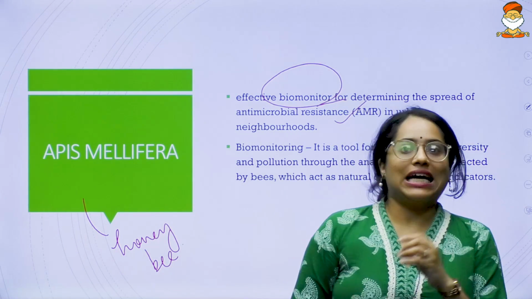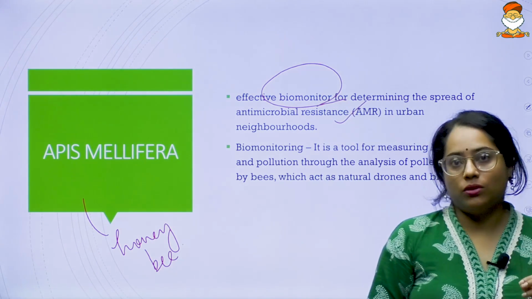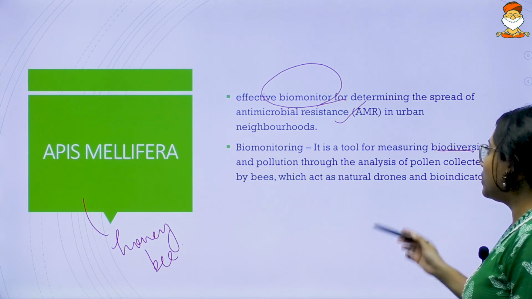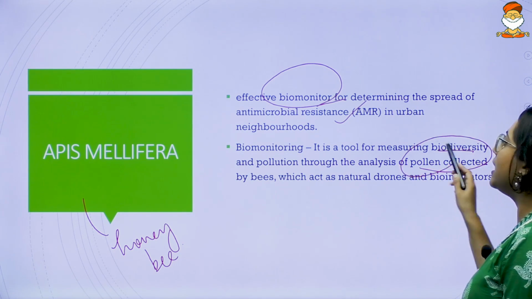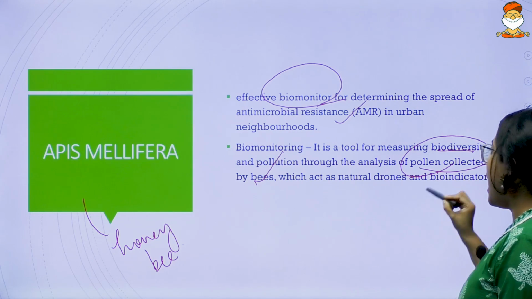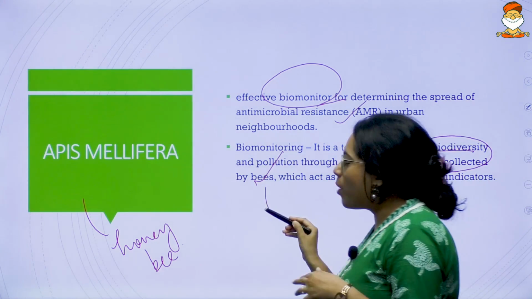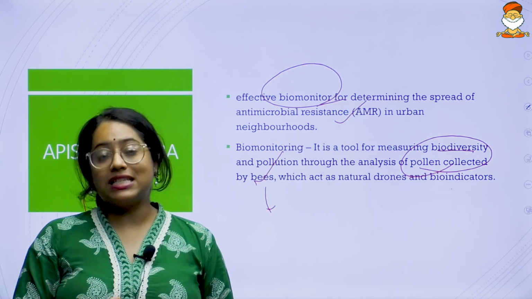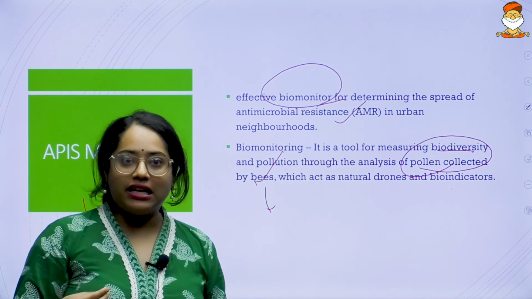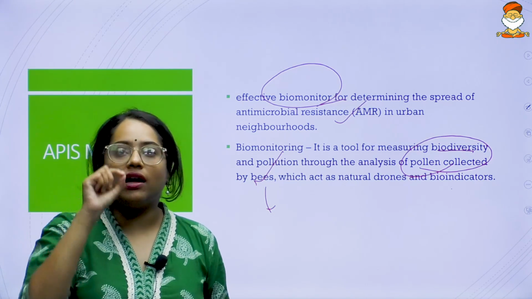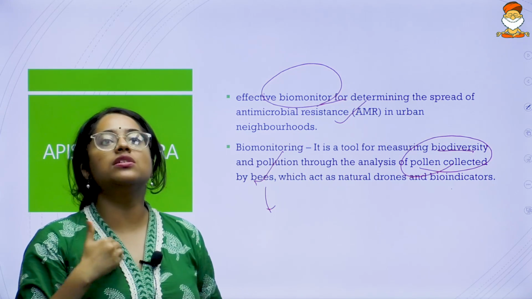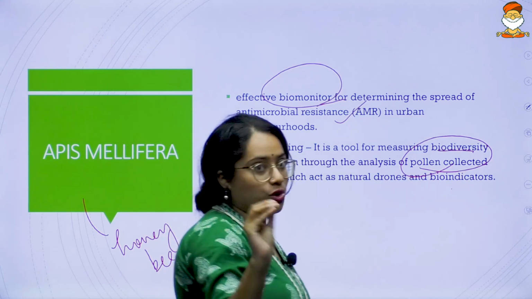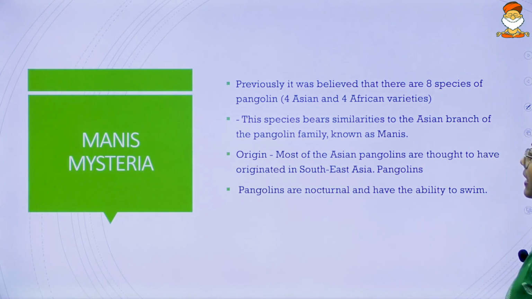So what exactly is this biomonitoring? Okay, biomonitoring is a tool for measuring biodiversity and pollution through the analysis of pollen collected by the bees. And these bees, normally we would say, are bioindicators, etc. So how is it indicating it? Based on the pollen collected, you can see what are the other bacterial agents present, and this is what is called biomonitoring. So I just wanted you to be introduced to that word, biomonitoring.